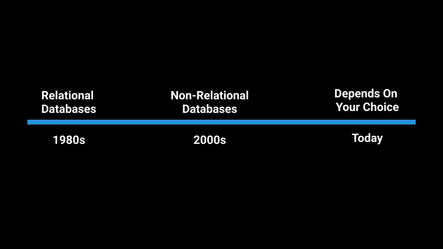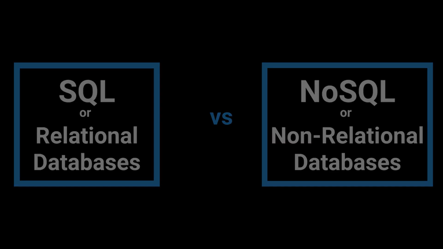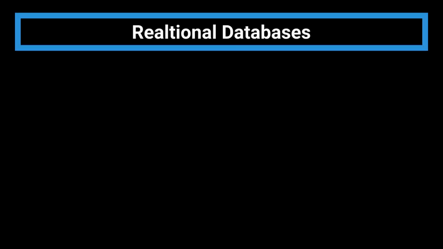In the 2000s, non-relational databases became a thing, and they were referred to as NoSQL because they don't use SQL as their query language. So, from this short history, we know that there are two main database types: SQL, mostly relational databases, or NoSQL and non-relational databases. Some of the words that I will say will be explained later in the video. Let's start with the relational databases.